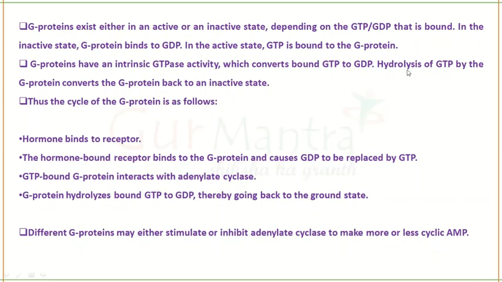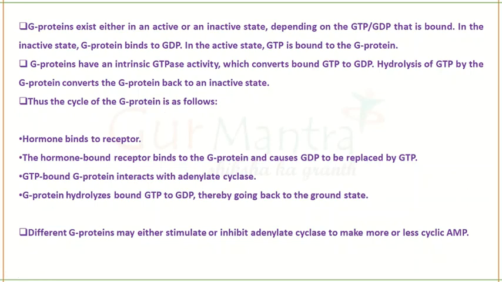Okay. So the hydrolysis of GTP by the G protein, what will happen? It will convert the G protein back to the inactive state. In the inactive state, the G protein will be bound to GDP. Thus, the cycle of the G protein is as follows.